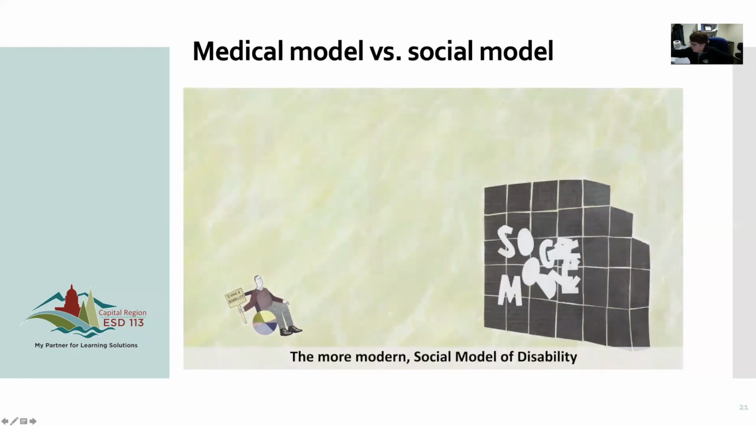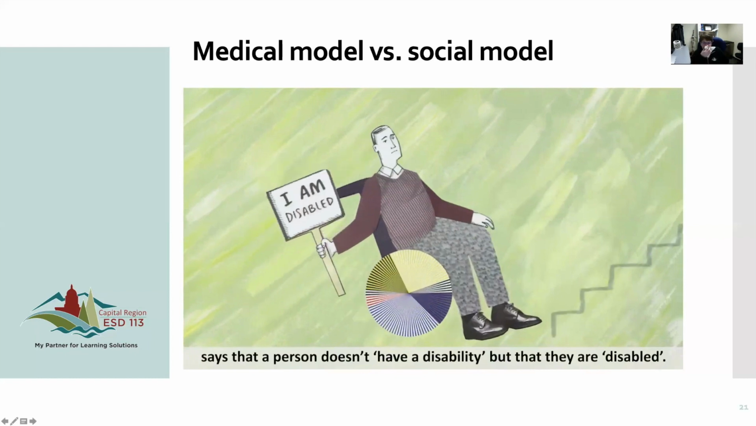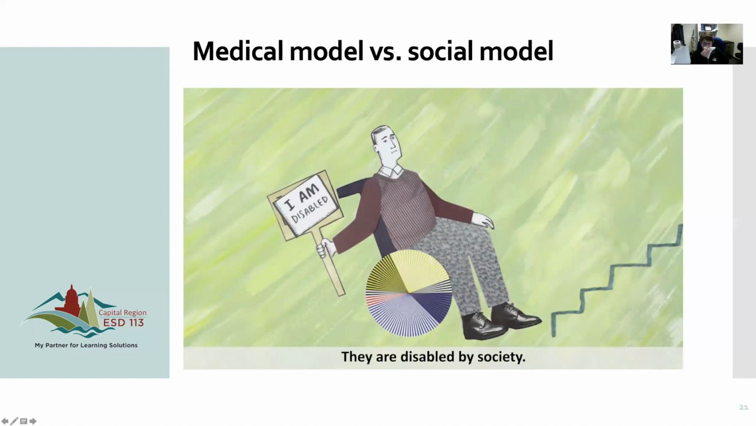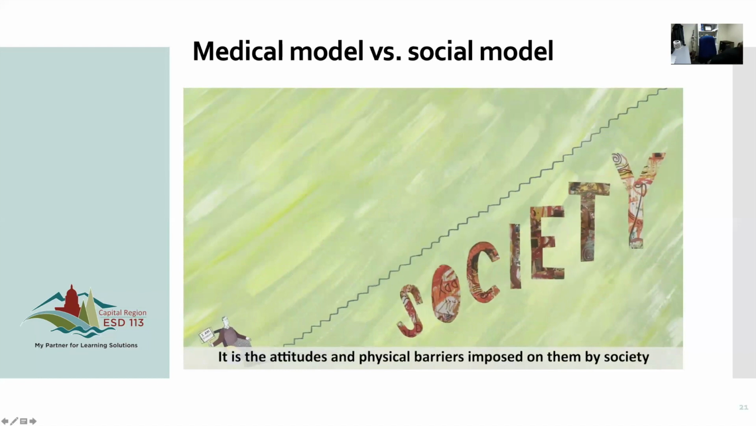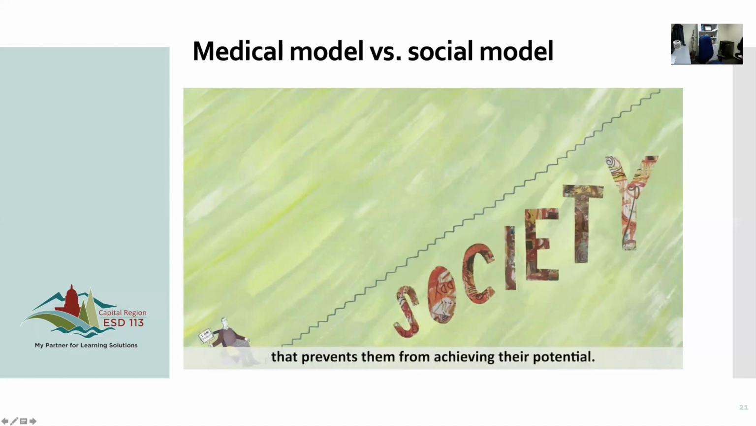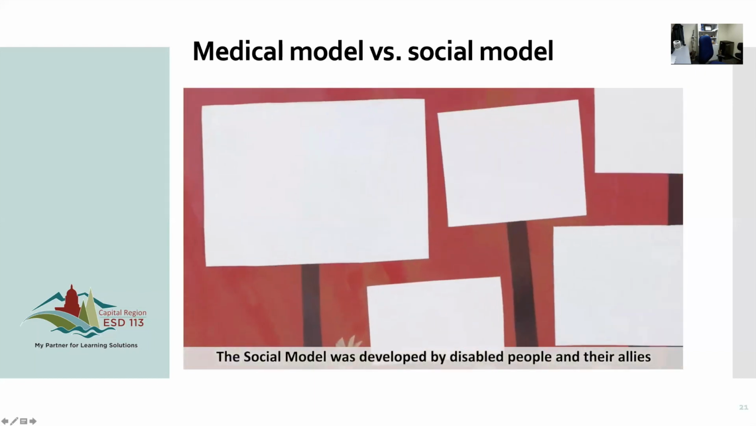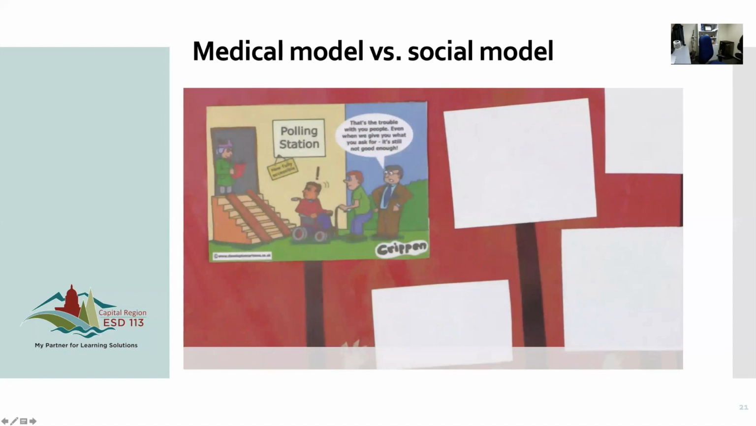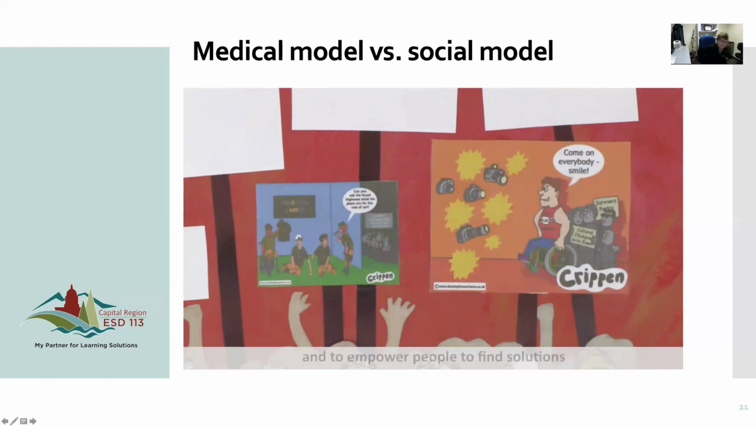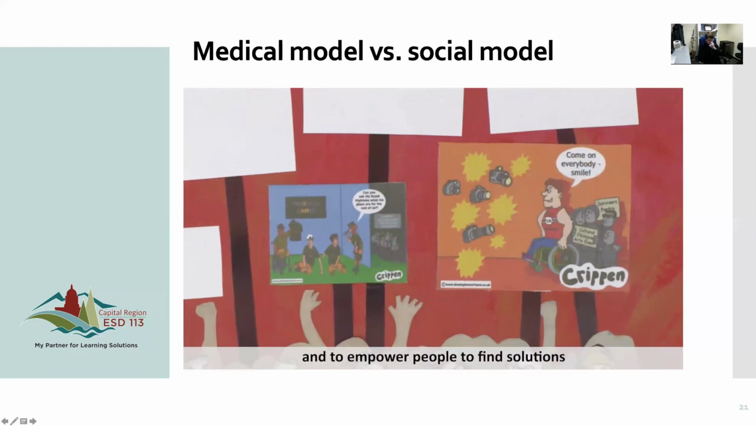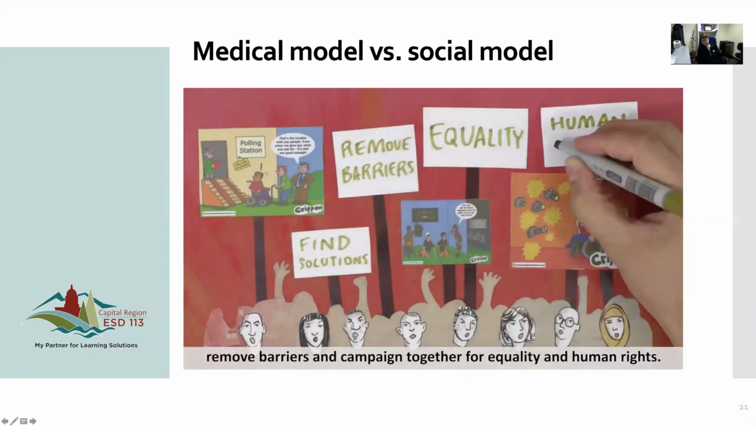The more modern social model of disability says that a person doesn't have a disability, they are disabled. They are disabled by society. It is the attitudes and physical barriers imposed on them by society that prevents them from achieving their potential. The social model was developed by disabled people and their allies to help them take action against discrimination and to empower people to find solutions, remove barriers, and campaign together for equality and human rights.